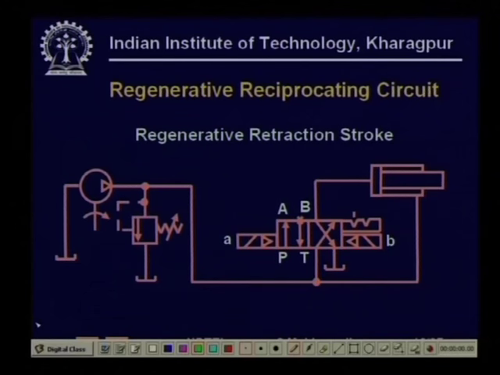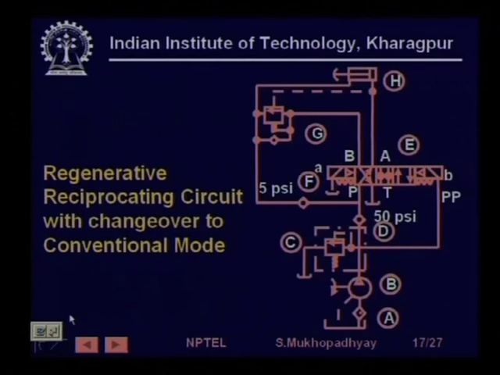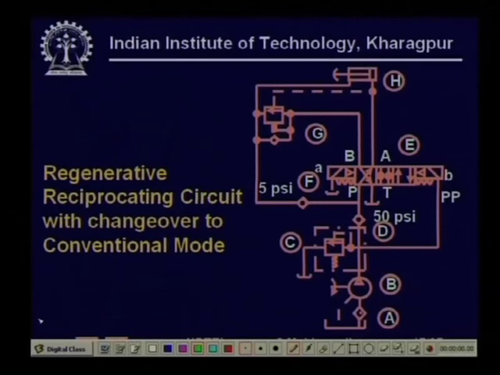So moving on to the next one, this is a regenerative reciprocating circuit with changeover to conventional mode. So what is happening here? Basically, the same type. Here, initially, again you have pump, you have relief valve, you have three position direction valve with solenoids and hydraulic pilot.